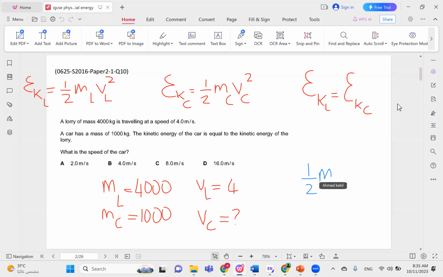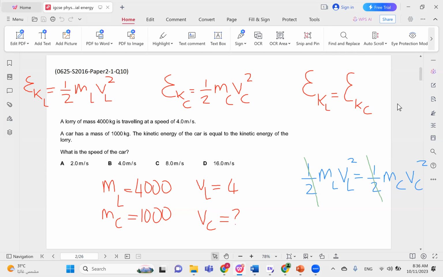So we have half ml VL squared equals half MC VC squared. We already know that these two quantities are equal because the kinetic energy of the lorry is equal to the kinetic energy of the car. Let's begin to substitute variables. First, we can simplify the equations a little bit. We have half and half, so we can just cancel these out mathematically. Since they are on opposite sides of the equation and they have the same value, we can just remove them.